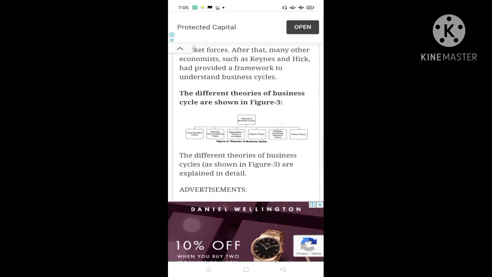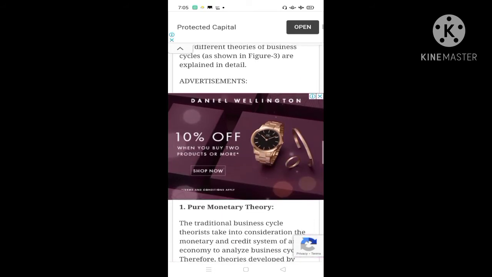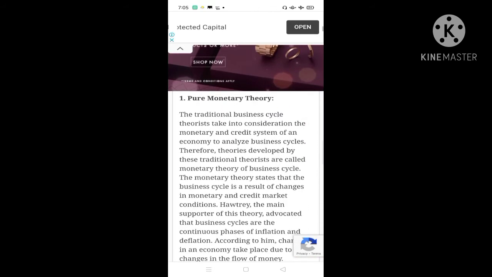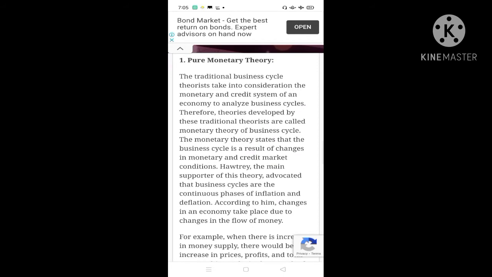Different theories of business cycle are shown in the figure. Theories of business cycle can be classified under six sets, which are the pure monetary theory, monetary or investment theory, Schumpeter's theory, Keynes theory, multiplier accelerator theory, and Hicks theory. Now let us go on to the first theory of business cycle, that is pure monetary theory.